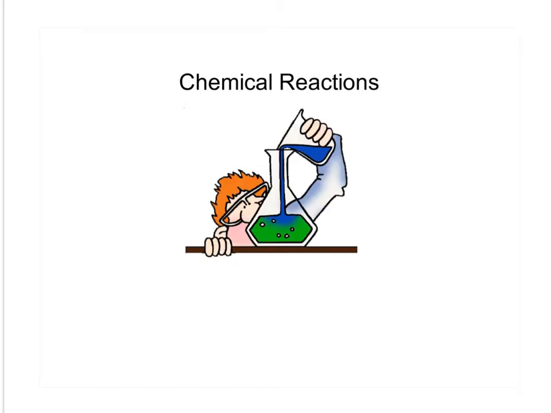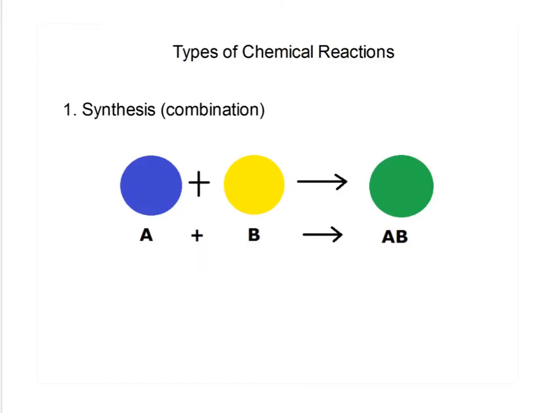All right, this unit is over chemical reactions. So there's 5 types of chemical reactions. Synthesis is the first one. It's also called combination because you're combining your 2 reactants into one product. So these could either be A and B here, could either be elements or compounds. Either way, they'll combine and form one compound.